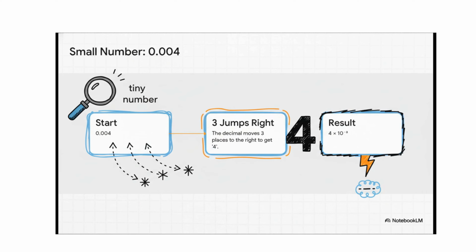And what's so cool is that the exact same logic works for tiny numbers. With 0.004, we just jump the other way. We go 1, 2, 3 jumps to the right to get to 4. And because we move to the right to make the number bigger, our power of 10 has to be negative. So we get 4 times 10 to the power of negative 3.